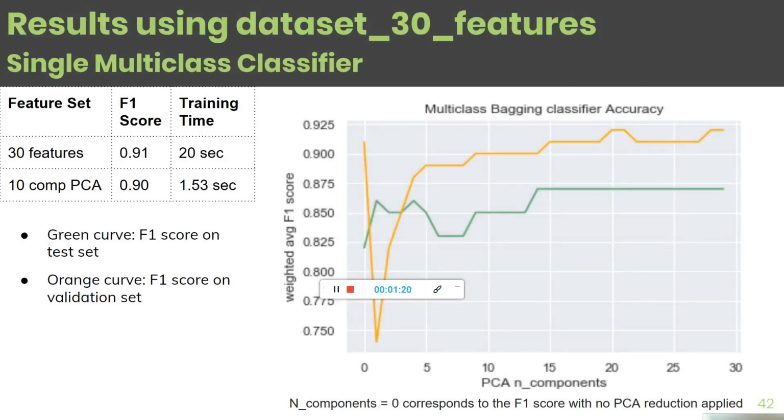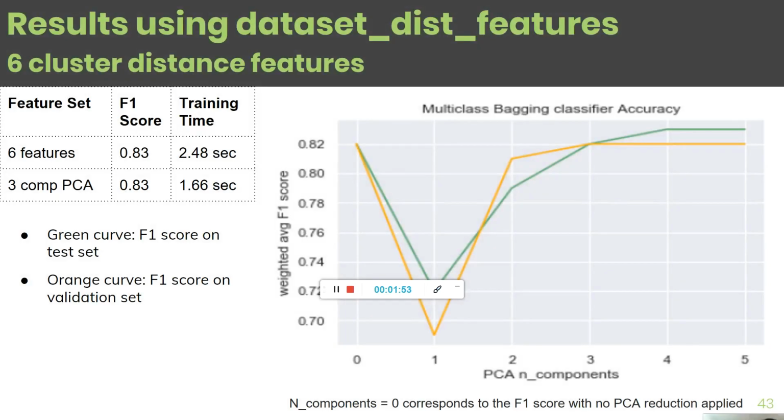Looking at training the multi-class classifier using the 30 feature set, which had the 24 features plus the 6 distance features that represent interflow correlation, we also see a similar pattern. Here the reduction in training time is more dramatic. As we can see, it took 20 seconds to train the model using the full 30 features, and only 1.5 seconds to train it using the 10 component PCA representation of those 30 features, and the accuracy, or the F1 score, is almost the same.